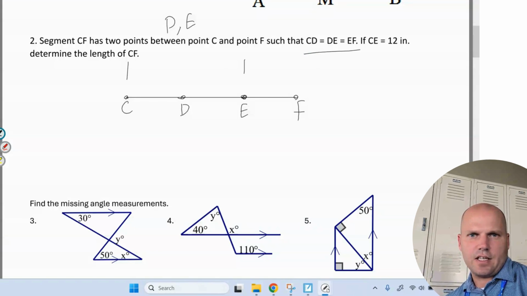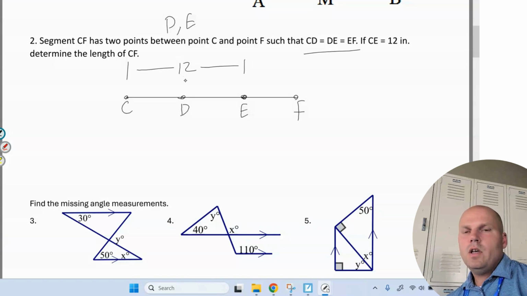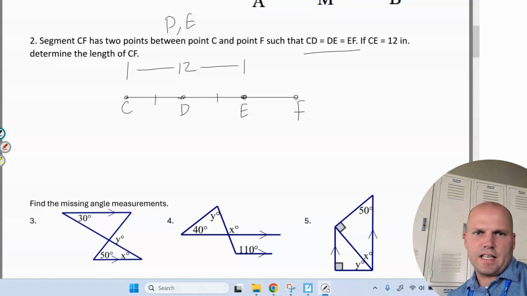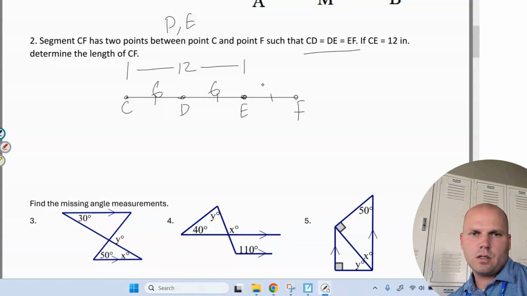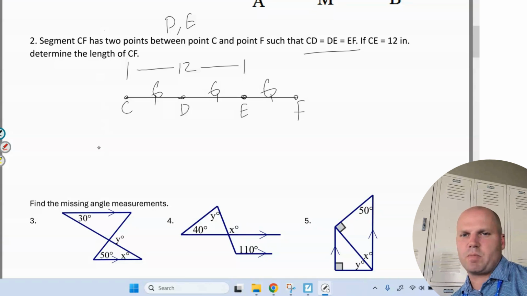CE is 12. If CD, DE, EF are all the same, well, this plus this has to equal 12. This doubled is 12. This must be 6. So CF must be 18.